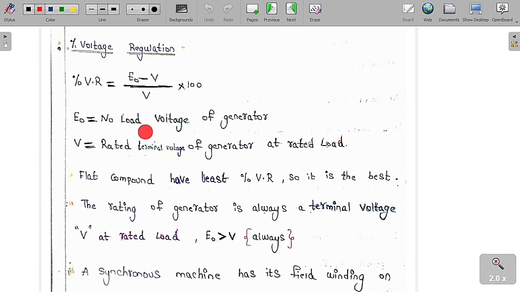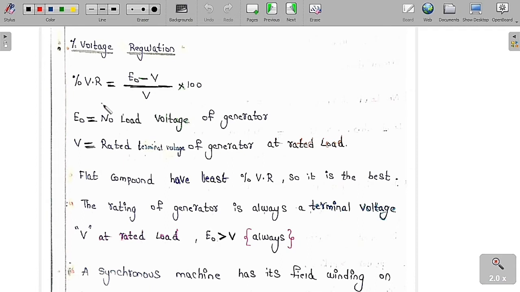So E0 is called the no load voltage of generator. V is called the rated terminal voltage of generator at rated load. So percentage of voltage regulation is equal to (E0 minus V) by V into 100, where E0 is the no load voltage of generator and V is the rated terminal voltage of generator at rated load. For generator, we figure out the voltage regulation, and for motor, we figure out the speed regulation.